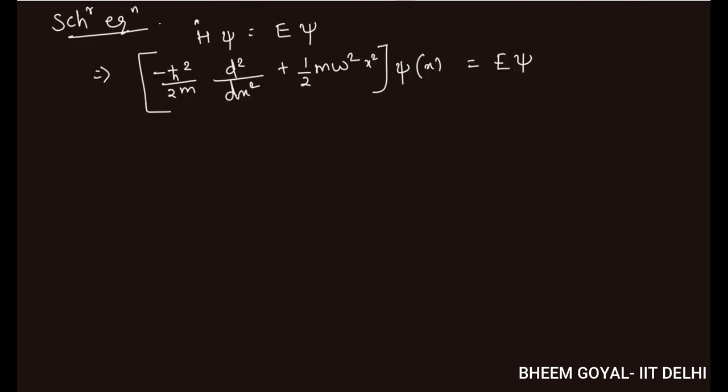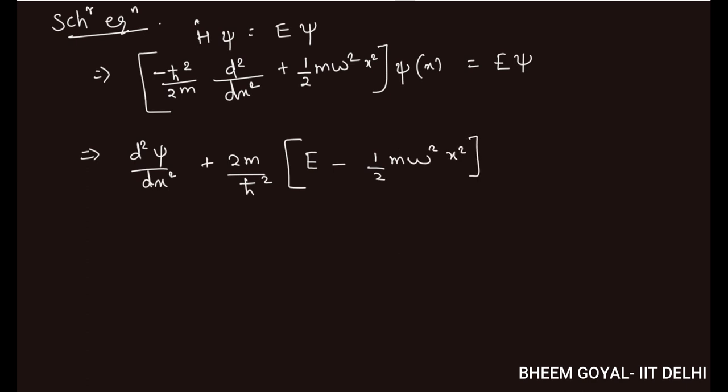So we can write it as d2 psi over dx squared plus 2m over h bar squared multiplied with E minus half m omega squared x squared, operating over psi, is equal to 0.